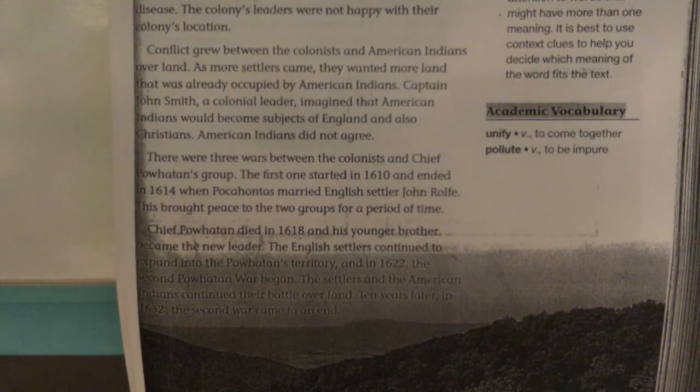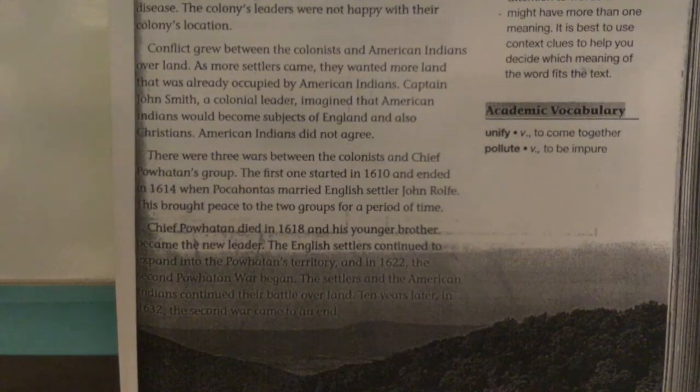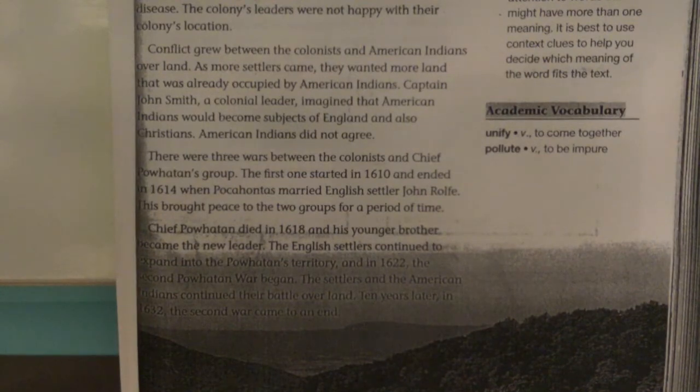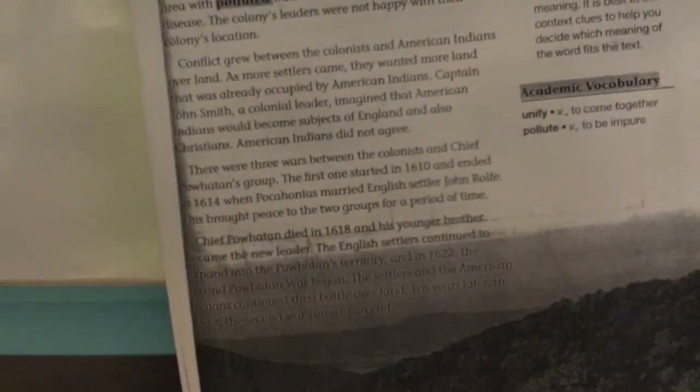Chief Powhatan died in 1618, and his younger brother became the new leader. The English settlers continued to expand into Powhatan's territory, and in 1622, the Second Powhatan War began. The settlers and the American Indians continued their battle over land. 10 years later, in 1632, the Second War came to an end.